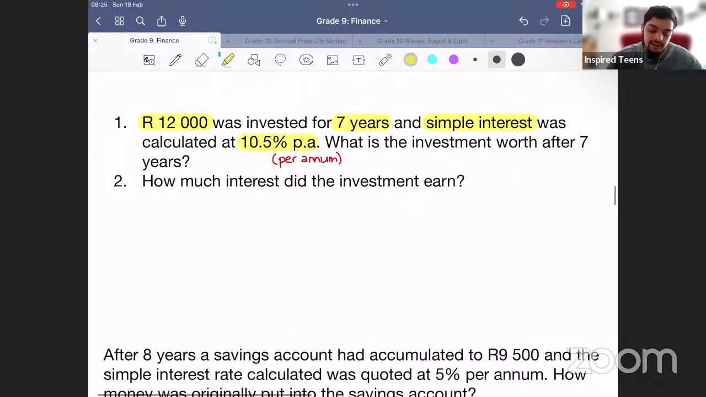So I've highlighted key things, and so should you whenever you're doing a finance question, right? Up until matric, it's important to highlight the key concepts, so that you can understand what's going on. So firstly, it says that 12,000 Rand was invested for 7 years, and simple interest was calculated at 10.5% per annum. What is the investment worth after 7 years? So somebody tell me, this 12,000 Rand, is it A or is it P? Is that after interest was added to that, or was that before interest?